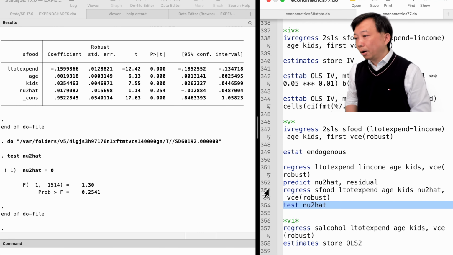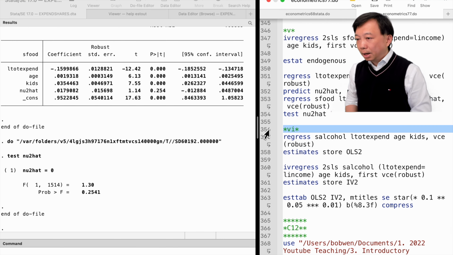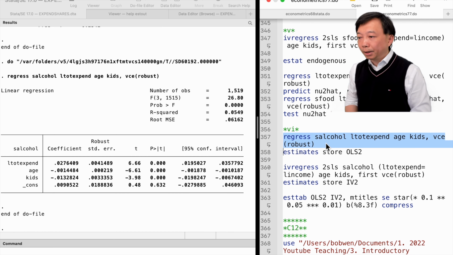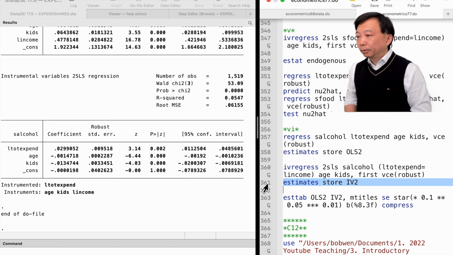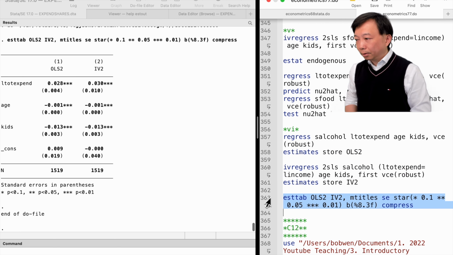We use the share of expenditure on alcohol as the outcome variable and estimate the model by OLS and two-stage least squares again. The estimates are listed in the table. The OLS and the two-stage least squares estimates of beta 1 are similar. The endogeneity test shows that we could not reject the null hypothesis that the log total expenditure is exogenous. OLS is an appropriate measure.